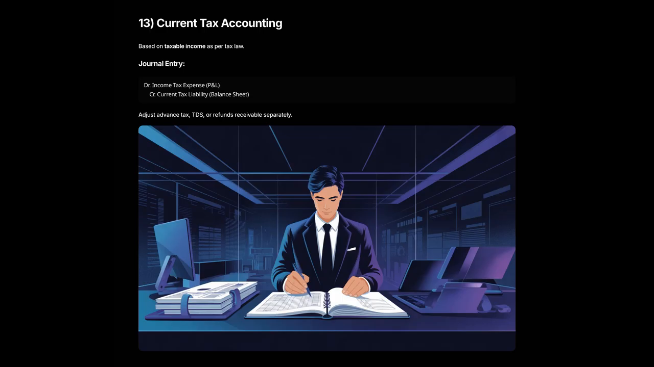Current tax accounting. Let's handle the easy part. Current tax is simply the tax payable or recoverable on your taxable income for the year. The journal entry looks like this. Debit income tax expense in profit and loss. Credit current tax liability in the balance sheet. If you've paid advance tax or have TDS or refunds, adjust them separately against this balance.